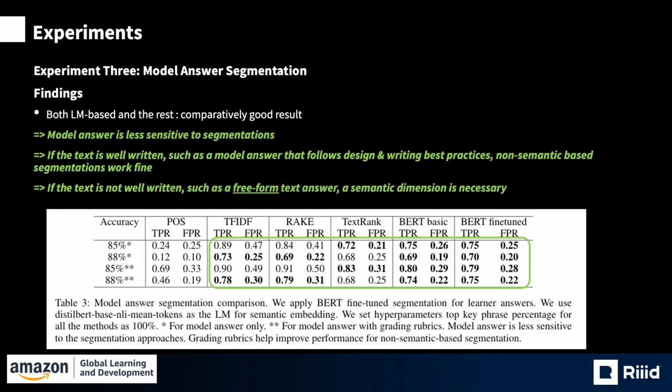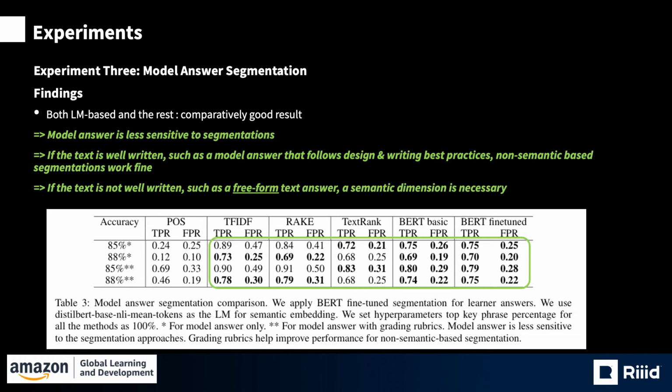All right, experiment 3 is really interesting. I want to have your attention. We test segmentation on the model answer. The first finding is that both semantic and non-semantic based approaches achieve comparatively good results. This is different from what we observed in learner answer segmentation. Why? We suspect that designers are following best writing and design practices. As a result, the statistical features and graphical relationships between those phrases are well constructed in the embeddings, and it's easy for the algorithm to capture.